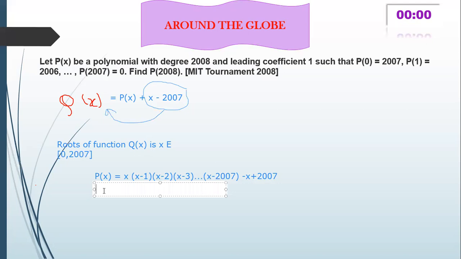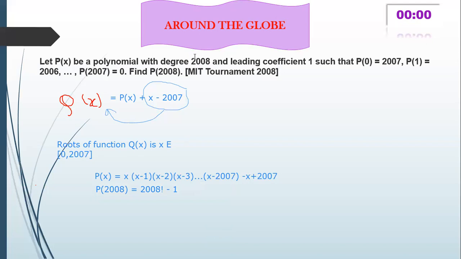Now next you have to find the value of P of 2008. P of 2008 is equal to, put 2008 in this equation. You will find 2008 times 2007 times 2006 times 2005 times up to 1, and this can be represented as 2008 factorial minus 2008 plus 2007, that is minus 1. So 2008 factorial minus 1. So this is the answer for the MIT Tournament 2008 problem.